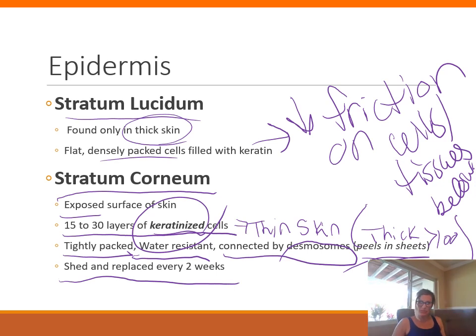Now, obviously, we don't do this like snakes, right? It's not like every 2 weeks you shed all of your stratum corneum. Hopefully, that would be really gross. But you lose little bits at a time, right? Every time you shower, you dry off, you exfoliate, whatever, you lose little skin cells here and there. And then at the end of a couple weeks, chances are you will have completely replaced the stratum corneum.